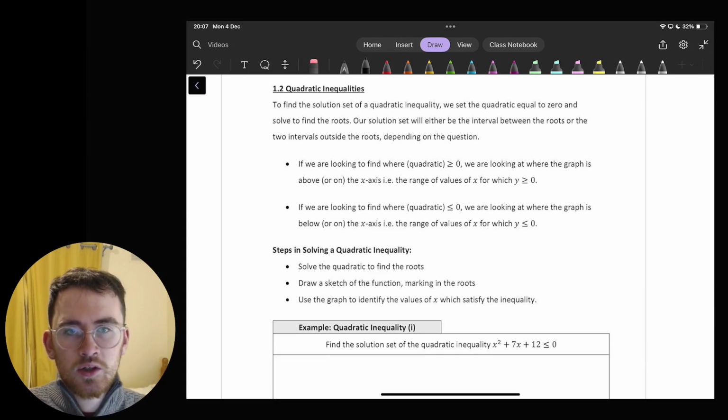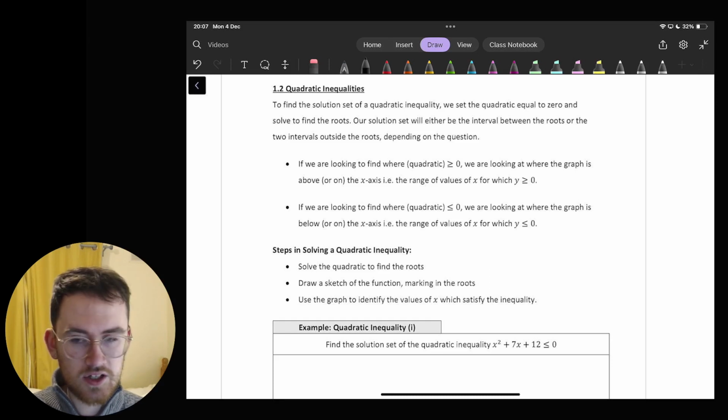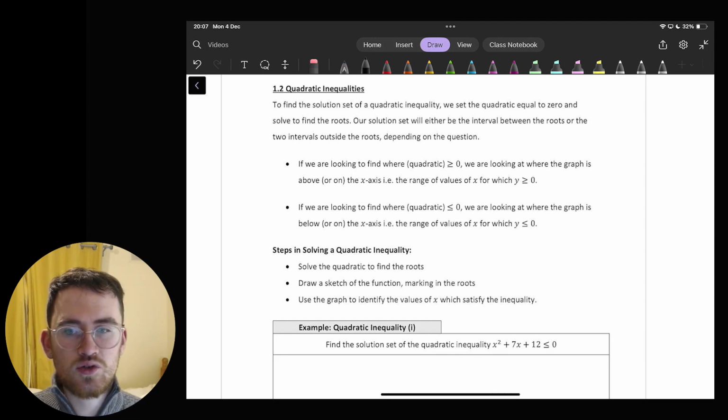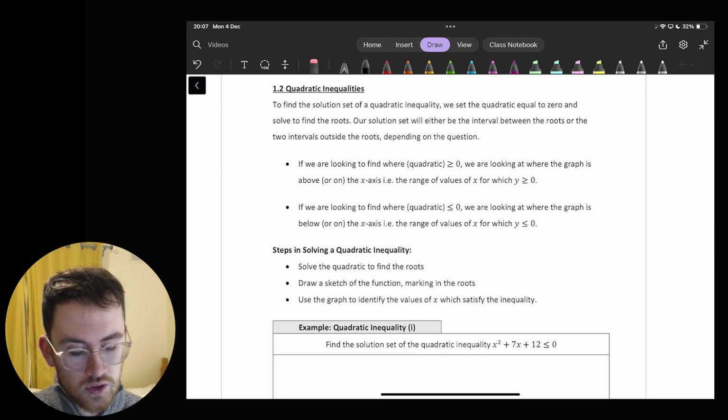So a quadratic inequality is going to be an equation, or not an equation, I suppose, an inequality. It's in the name, where the expression we're looking at is a quadratic expression, and we're looking to find where that quadratic expression is maybe less than 0 or greater than 0 or less than a particular value or greater than a particular value. And in order to solve this, to get our solution set for a quadratic inequality, what we want to do is set the quadratic equal to 0. And the reason we do that is we're trying to find the roots of the quadratic.